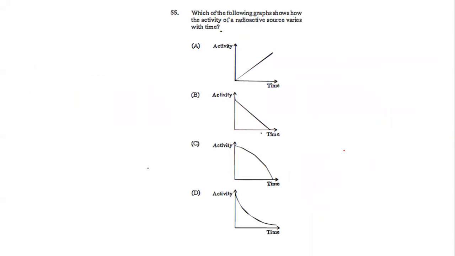55, this is a graph from an experiment you would have conducted. Everybody's supposed to know the shape of this graph right away by just looking at it. So it is, yes, D.